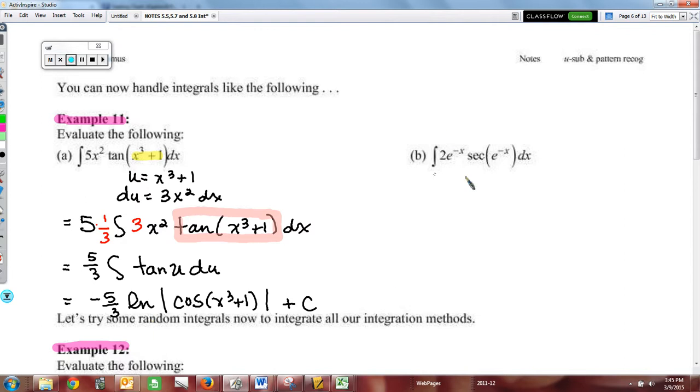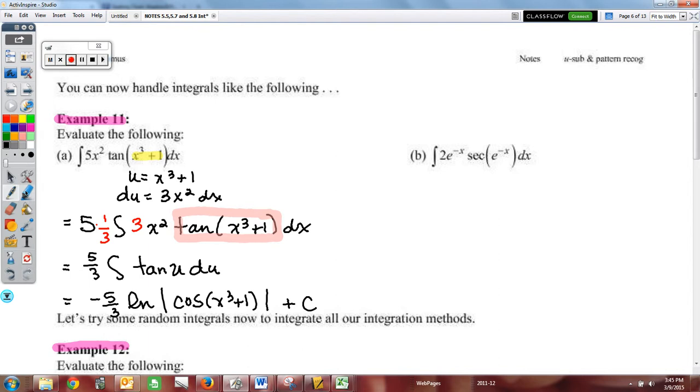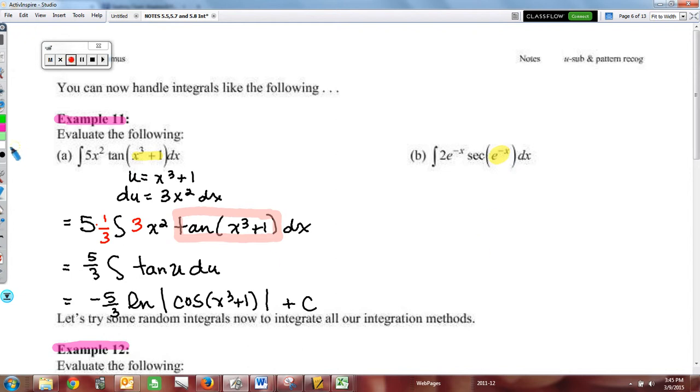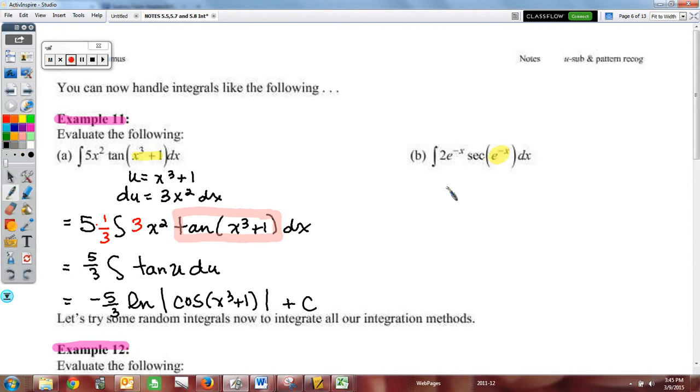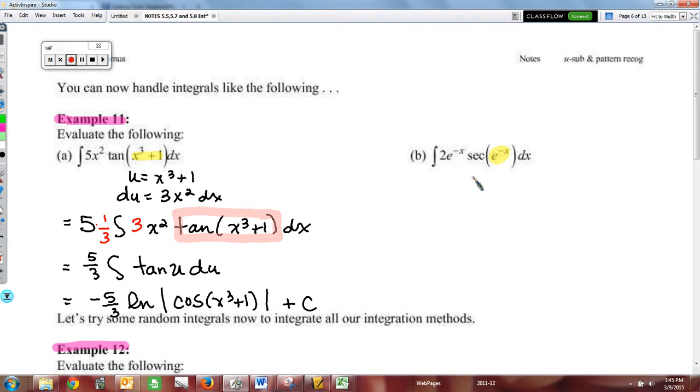Alright, let's take a look at this one. Again, practicing with this, I would look at this and decide that I would probably make my inside of the function be this e to the negative x. And so I'm going to let my u equal e to the negative x. That makes my du, remember the derivative of an exponential is itself times the derivative of the exponent, which is going to be negative 1. And then of course dx.